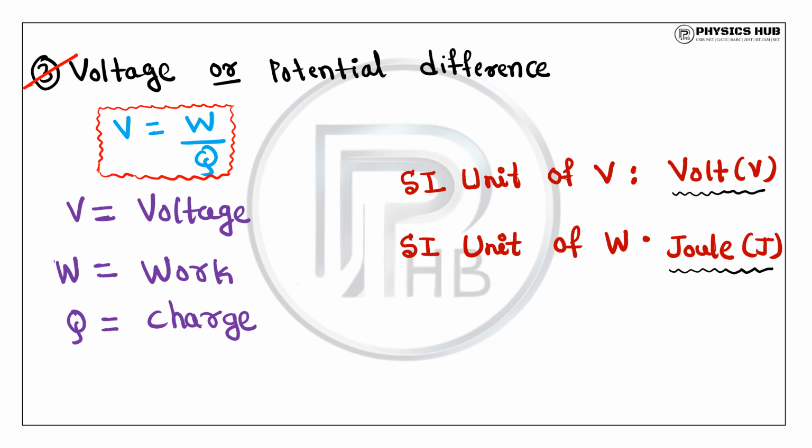Next is voltage or potential difference. Voltage is defined as work done per unit charge. Here V is the voltage, W is the work done and Q is the charge. So how much work a battery does per unit charge to produce the voltage, that is the voltage. And the SI unit of V, that is voltage, is volt, denoted as V, and the SI unit of W, that is work done, is joule, denoted as J.